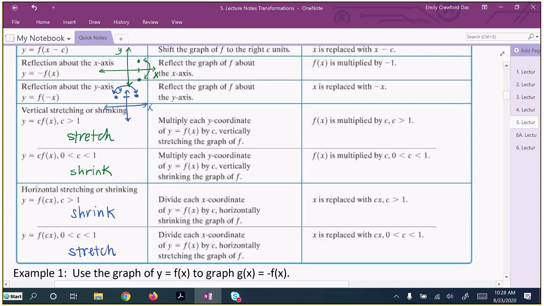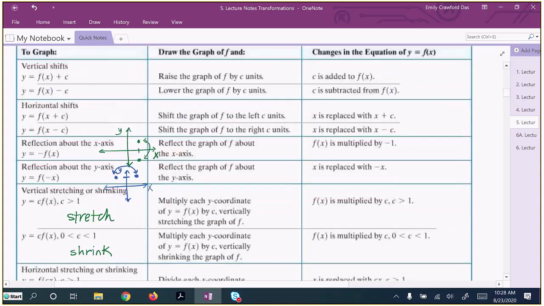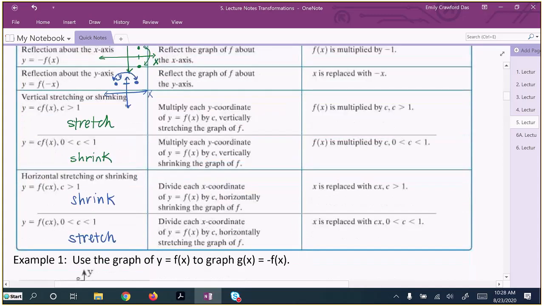So this is the table of the transformations, and we're going to start working through examples. As I said, let's keep this table handy to refer back to. We'll work through these examples and see if we can understand these transformations a little bit more.